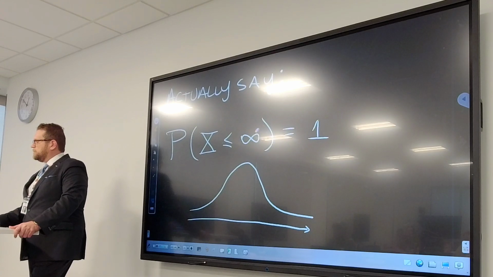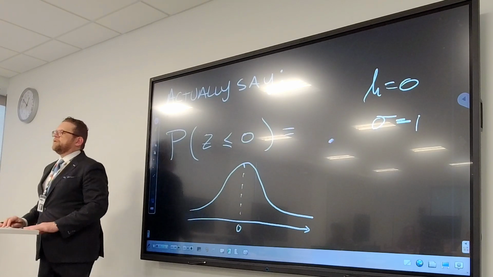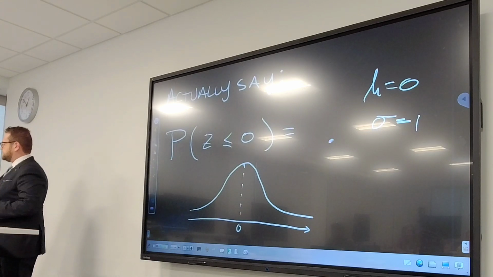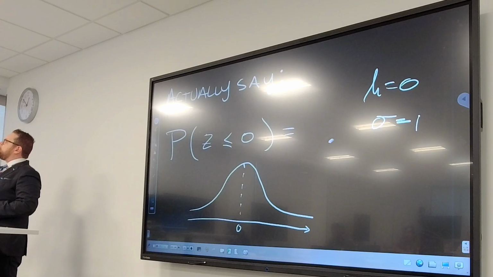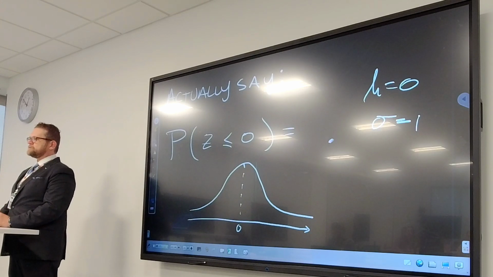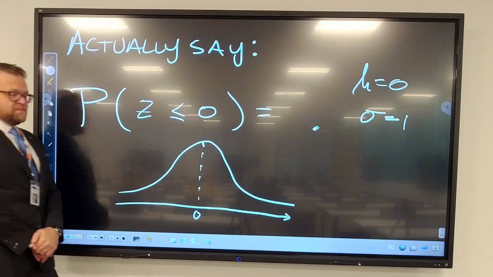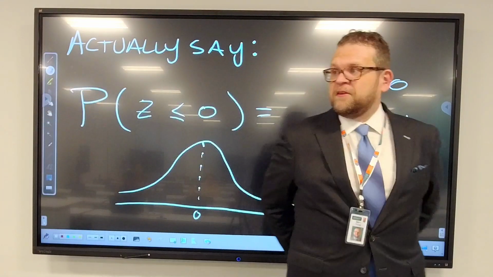If I changed it to, if this was a z-score, so that the mean was 0 and the standard deviation was 1, and I said, what's the probability that it was less than or equal to 0? What would you say? Give me the number of the area. How much area would it be? Discuss it. What's it going to be? It's going to be 0.